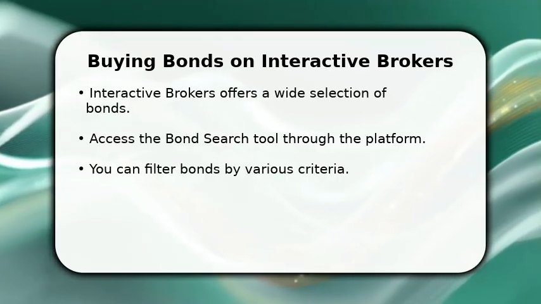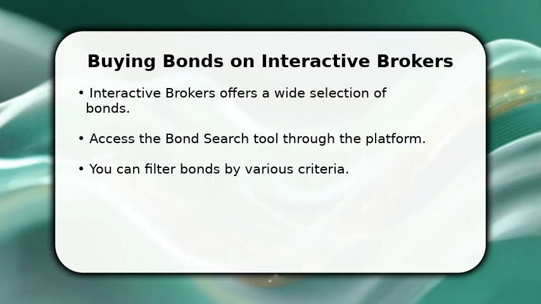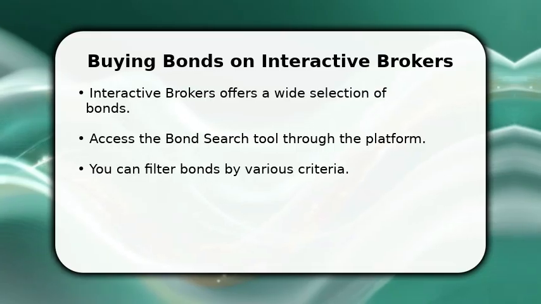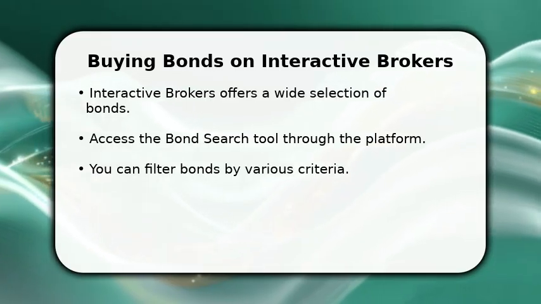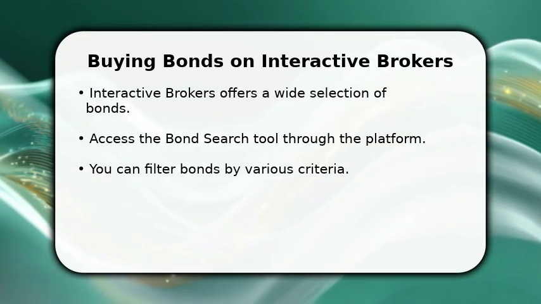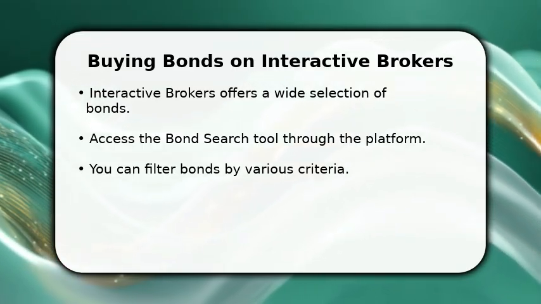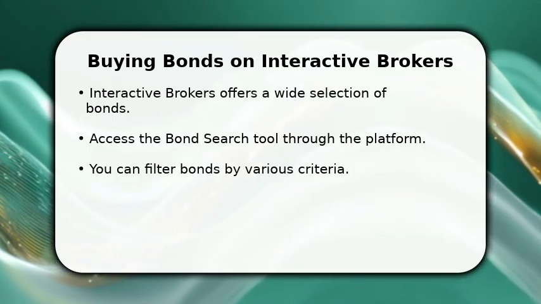In this video, I will explain how to buy bonds on Interactive Brokers. First, log into your account and navigate to the Trade menu. From there, select Bond Search to access the bond trading platform. This tool allows you to explore a vast universe of fixed-income securities.